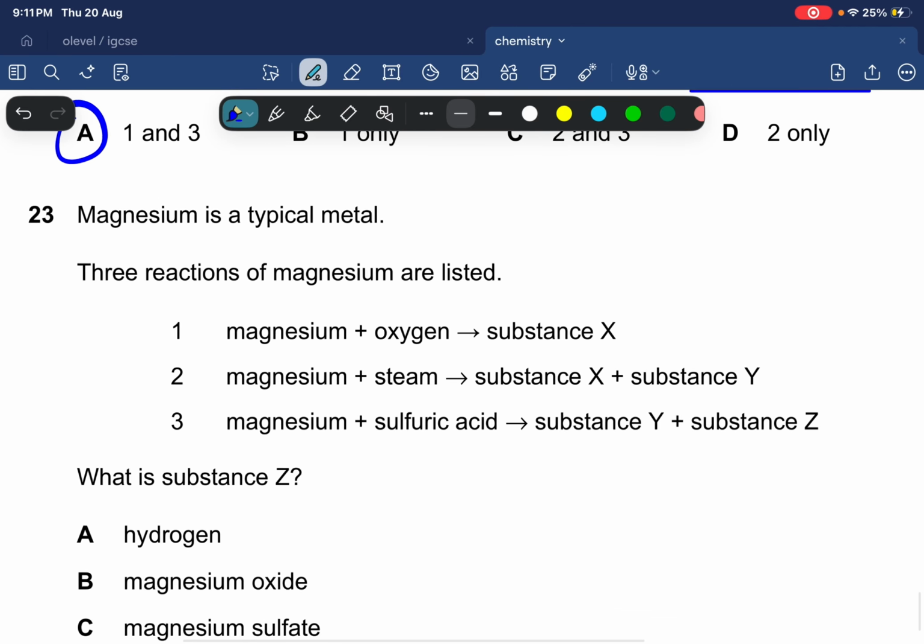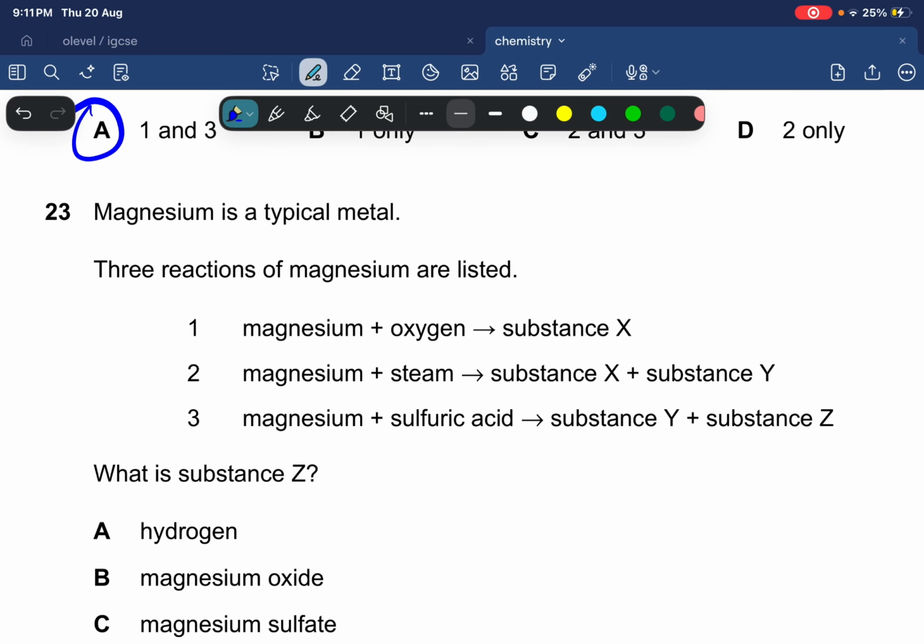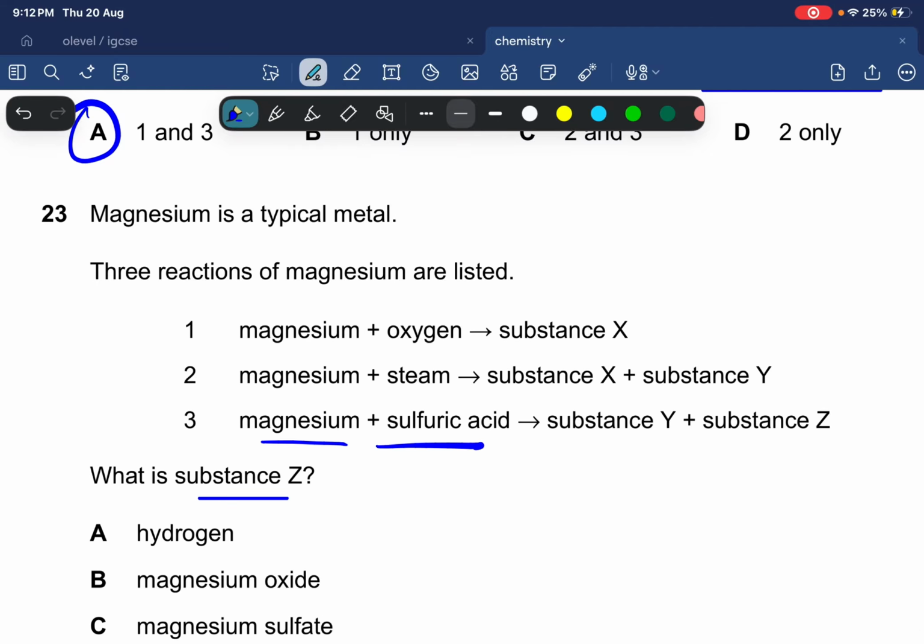Magnesium is a typical metal. 3 reactions of magnesium are listed. Magnesium plus oxygen gives substance X. Magnesium plus steam gives substance X plus Y. Magnesium plus sulfuric acid gives substance Y plus Z. What is substance Z? Okay, so it's a metal, and you add metal with sulfuric acid, you get a salt and you get hydrogen. So either substance Z is a salt or hydrogen.